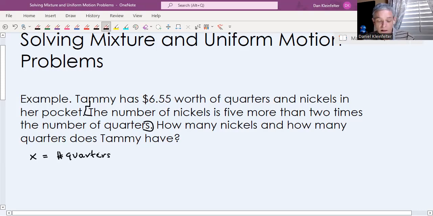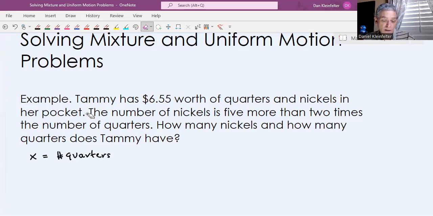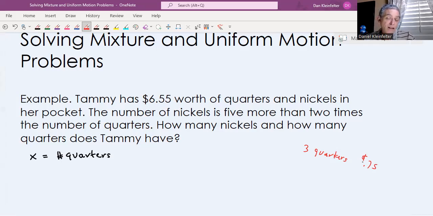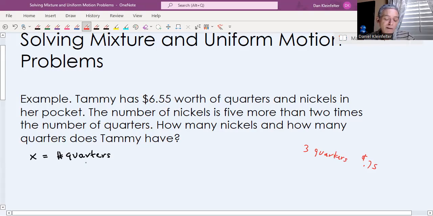It's important, again, to make sure that you know what your variable stands for. Here, the X is standing for a number of quarters. If you had 3 quarters in your pocket, that would be worth 75 cents, right? So if I asked you how many quarters you have, you wouldn't say 75 cents. The number of quarters you have is 3. Their value is 75 cents. What our variable is standing for here is the number of actual pieces of metal, the coins we have, not the dollar amount. That's what our variable stands for.